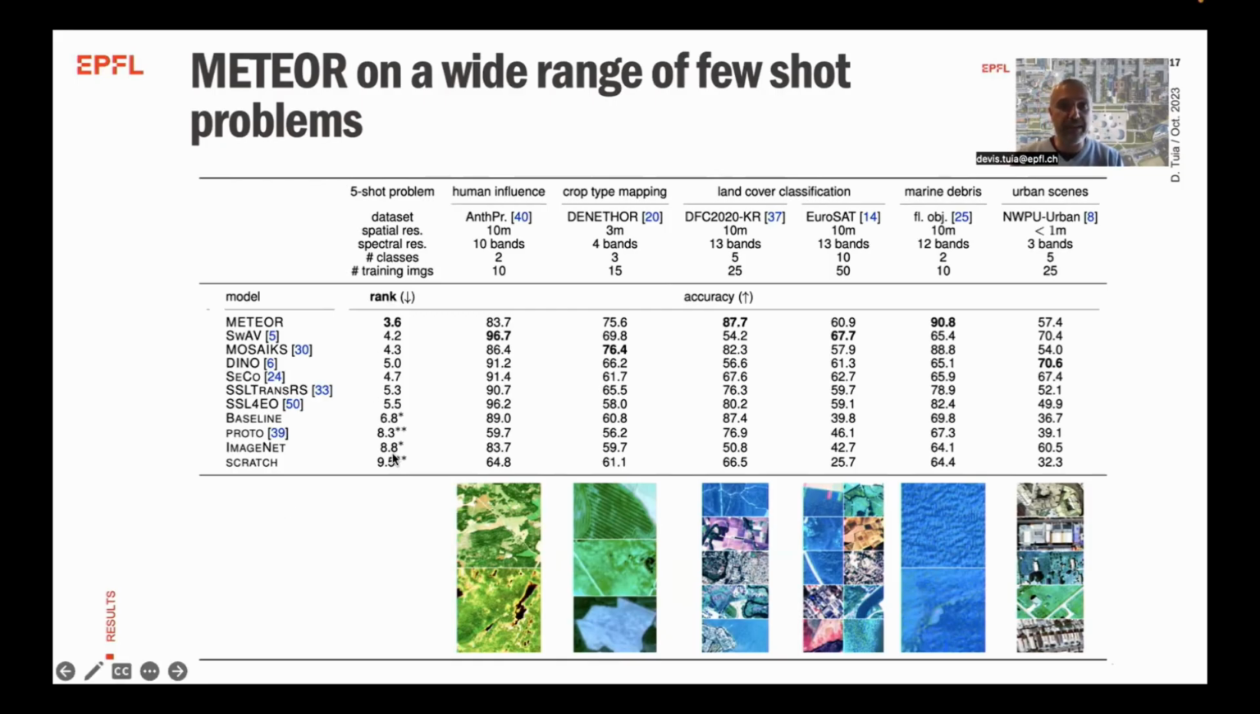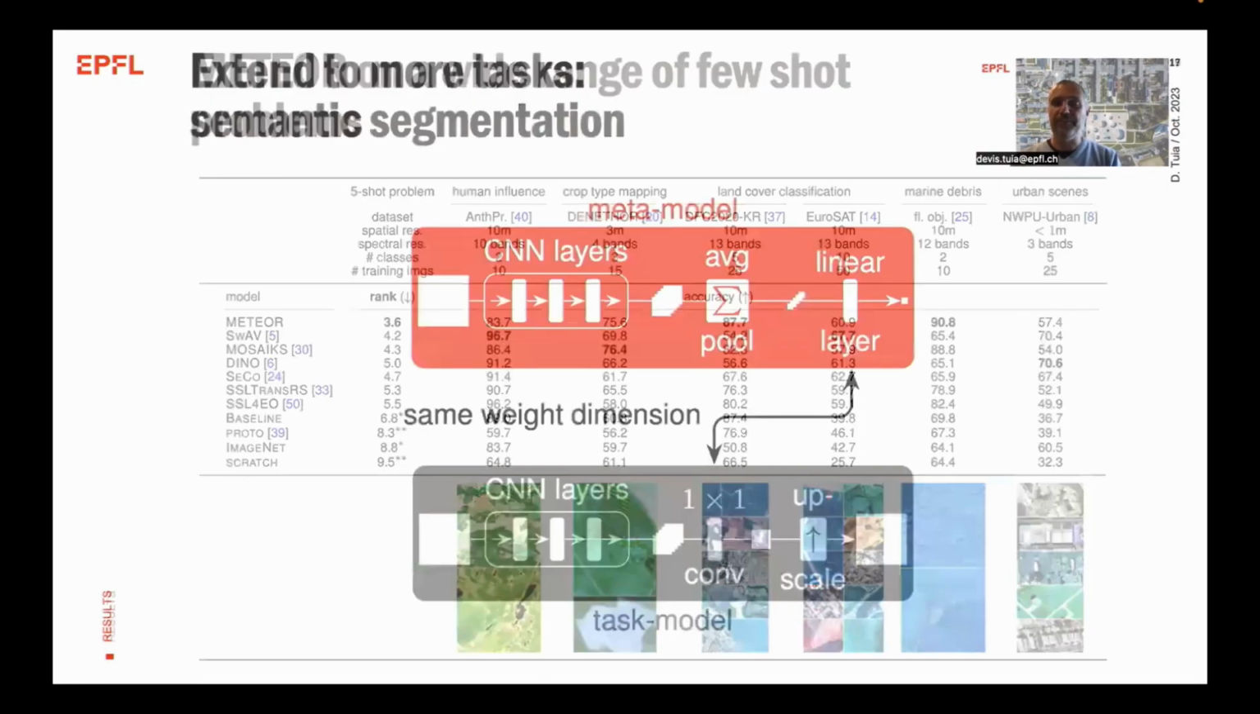If you just look at the ranking with the different approaches we have compared with, on average, Meteor is doing the best job. Of course, it's not always the best, and this is not really important. The important part is that we can tackle all these tasks with the same meta model just by learning a task model with a handful of images. And I think this is very powerful, and this is what is interesting with Meteor.